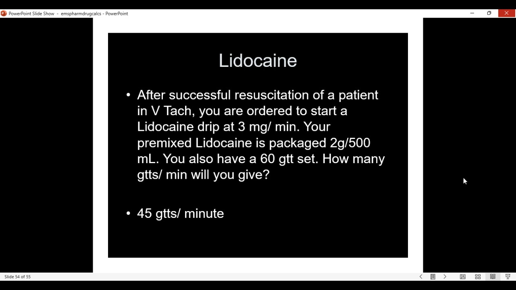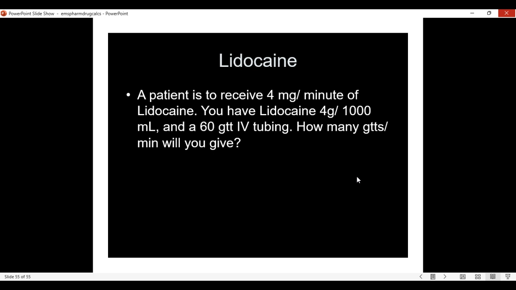This making sense? Patient is to receive 4 milligrams a minute of lidocaine. Your lidocaine concentration is 4 grams in 1,000. At 60 drop tubing, how many drops will you give? Right? So instantly we need to convert to milligrams because that's what we're ordered. So 4 grams is 4,000 milligrams. Divide that by 1,000. So that means we have that 4 milligrams per milliliter.